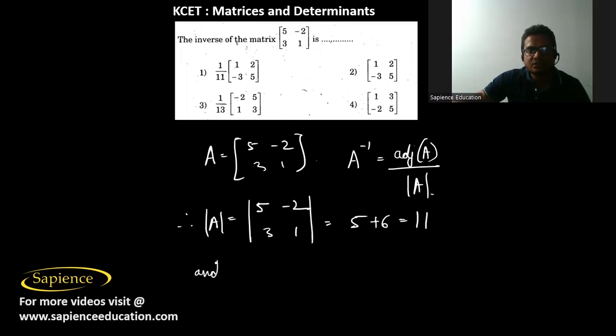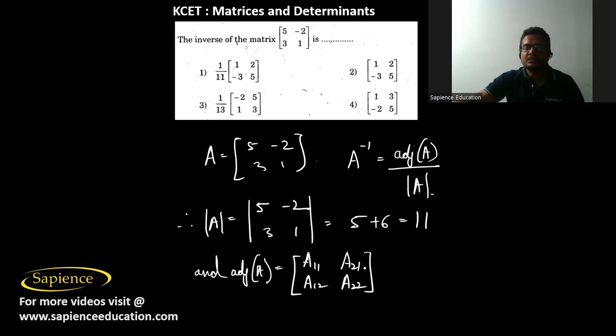And therefore the adjoint of the matrix A is given as the transpose of the cofactor matrix, that is given as A11, A12, A21, A22, where Aij is the cofactor of the element aij.